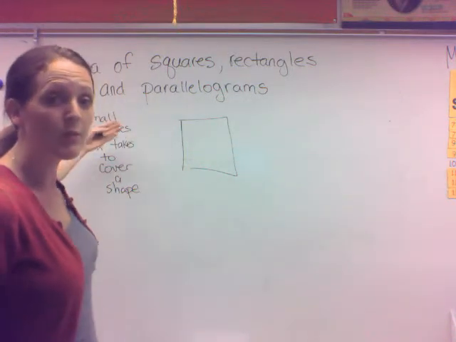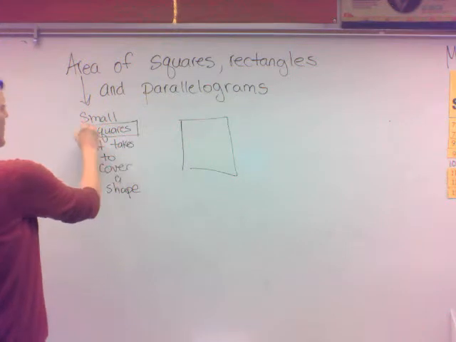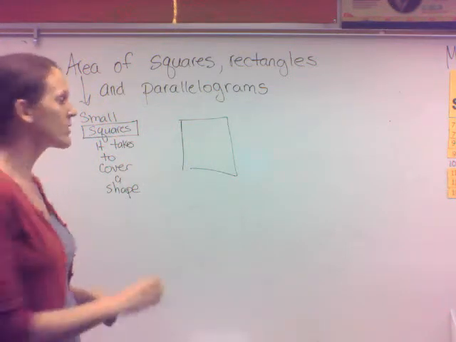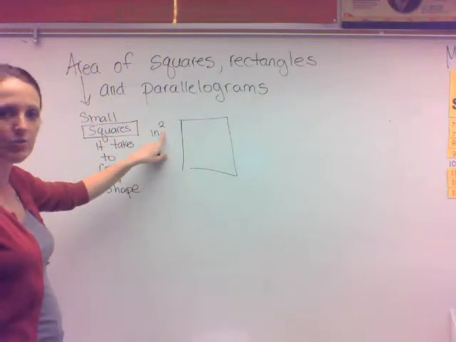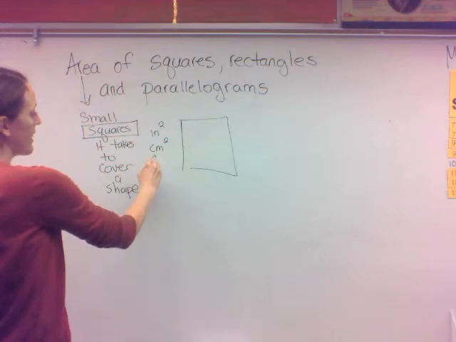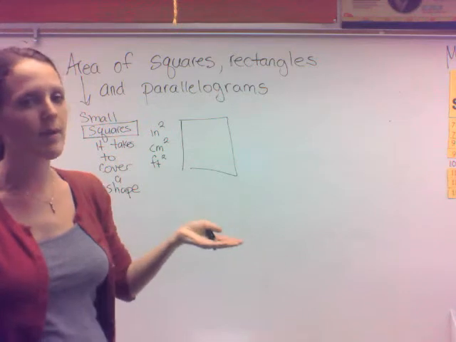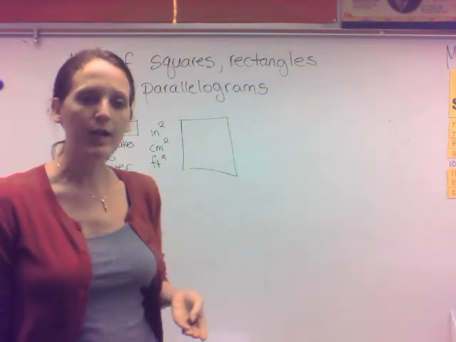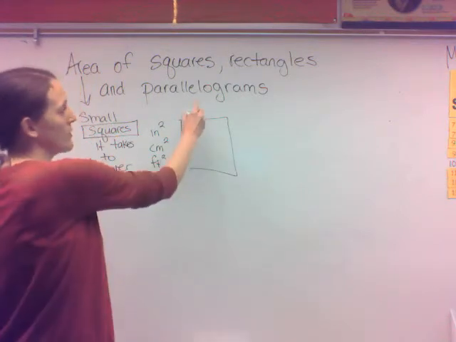So that's important to remember because when we're finding area, we always find it in square units, square inches, and we write it with a little 2. Centimeters, feet, so whether it's square feet, square centimeters, square inches, square miles, we always write area as in squares because you're finding how many little squares.